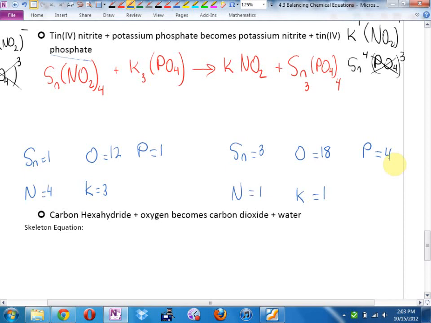I don't know. Let's see. How many tins do I have? How many Sn do I have on the right-hand side? 3. How many on the left-hand side? 1. So one thing that I could do then, Kenzie, is this. I could put 3 there, but that's going to domino through a bunch of stuff. That's going to give me 3 of those, but it's also going to give me 3 times as many nitrogens.